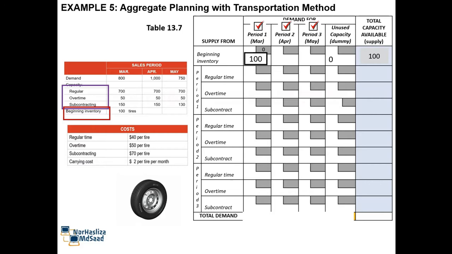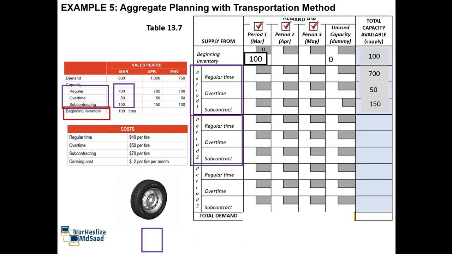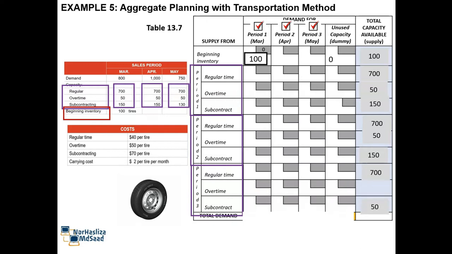The next part is capacity. For period 1, the capacity for regular time is 700, overtime 50, and subcontracting is 150. For period 2, the total capacity for regular time is 700, overtime 50, and subcontracting is 150. For period 3, regular time 700, overtime 50, and subcontracting is 130. Finally, we include the total demand value. March is 800, April 1000, and May 750.